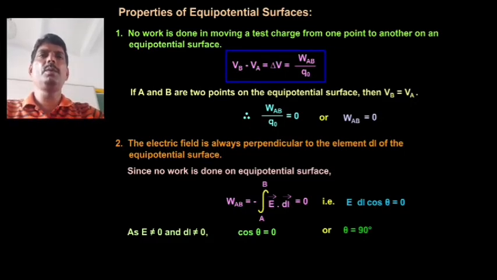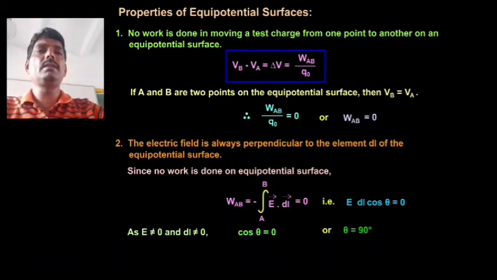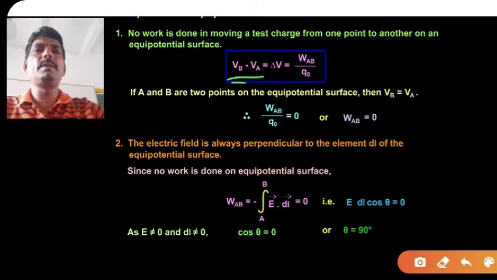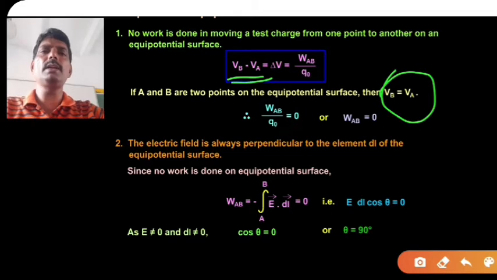No work is done in moving a test charge from one point to another on an equipotential surface. Now, why is it so? Suppose you take any surface, and if it is equipotential, the work done is nothing but VA minus VB. That is, VA is equal to VB, because you are saying they are on an equipotential surface.